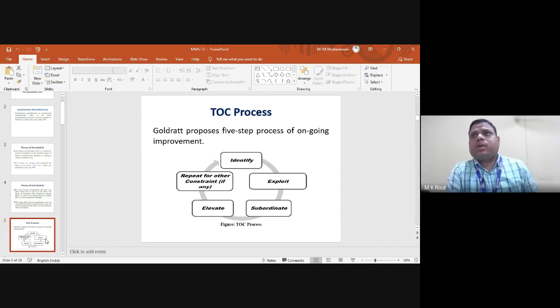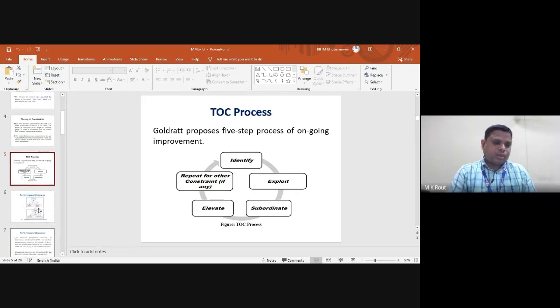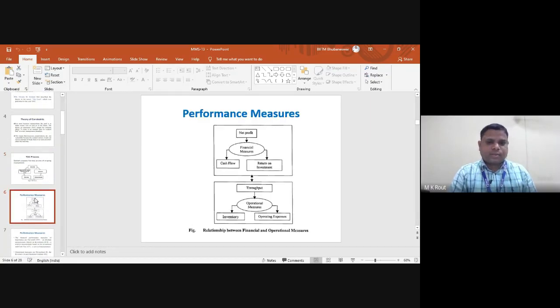Whenever a problem is fixed, another problem may arise in your manufacturing environment. So with this five-step process for ongoing improvement, you first identify, exploit, subordinate, elevate, and repeat if there is any other constraint. Then moving to the next one, I'll go through it quickly because we have already discussed this particular part.